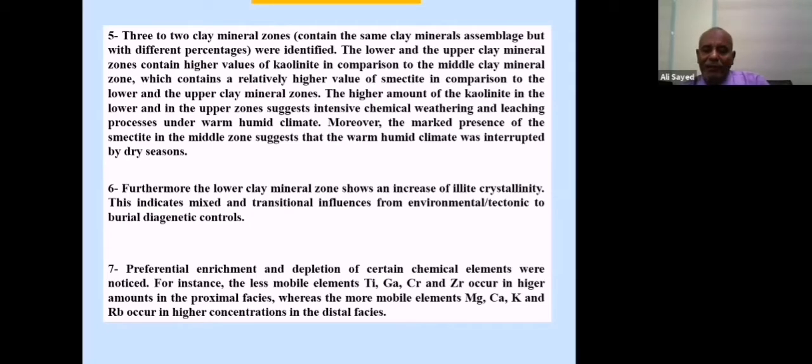Also, provenance enrichment and depletion of certain chemical elements, as I said, were noticed. The less mobile titanium, gallium, chrome, and zirconium occur in higher amounts in the proximal facies, as I said, in the river channels and the deltaic mouth bars. Whereas the more mobile magnesium, calcium, potassium, and rubidium occur in higher amounts in the distal facies, in the flood plains, in the deltaic distal bars, as well as in the lacustrine environment. That is all. Thank you for listening.